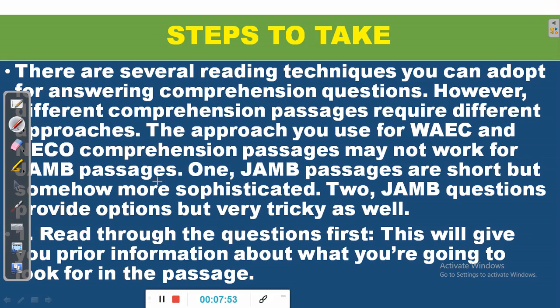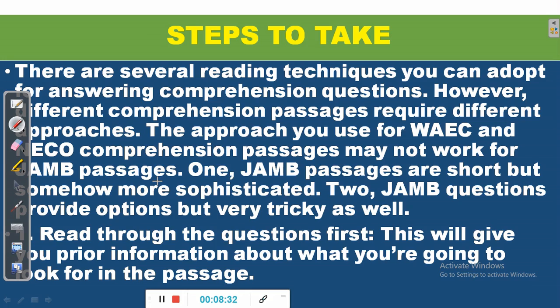But you need to understand that the approach you can use successfully for WASSCE and NECO comprehension passages may not work for Jamb passages because there is a slight difference. Number one, Jamb passages are short, but somehow more sophisticated. All right? Because don't forget that Jamb is an exam that will qualify you for your entry into a university. So it's a little step ahead of what you have been having in the secondary school.